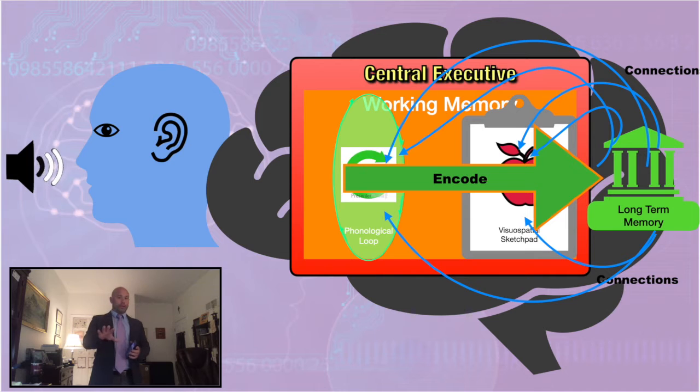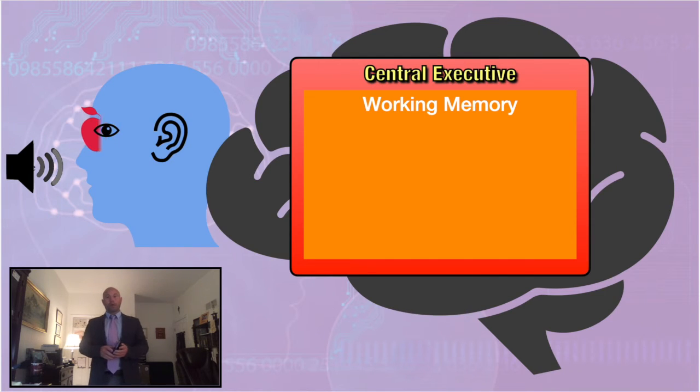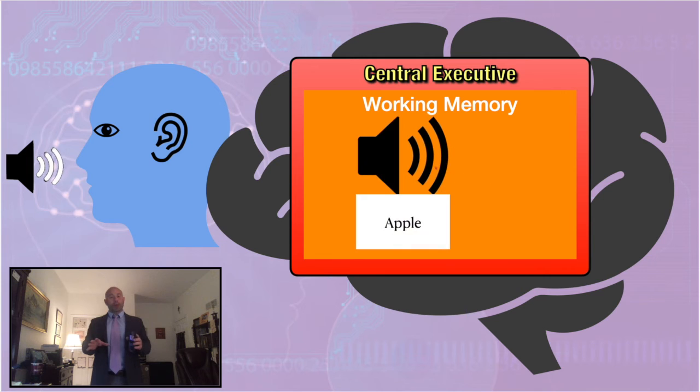So dual coding is where we can use both the phonological loop and the visuospatial sketchpad to encode more information. Why is this important? It's important because our working memory is extremely limited. We can only process so much information in it at a time.